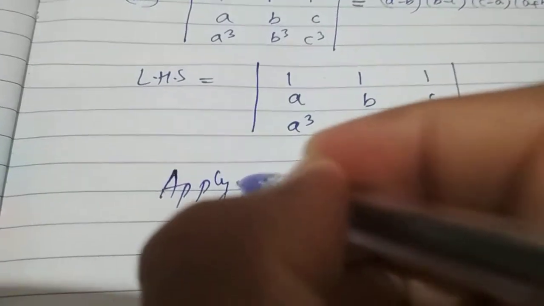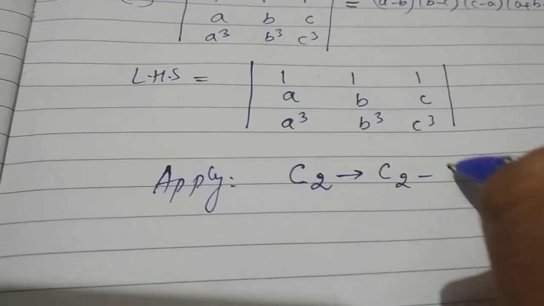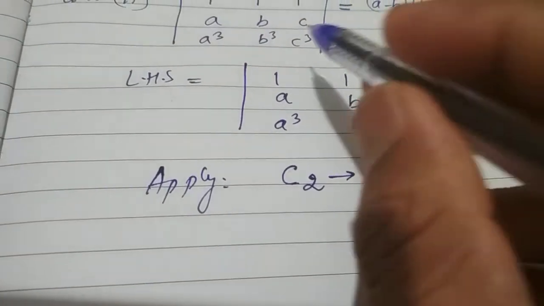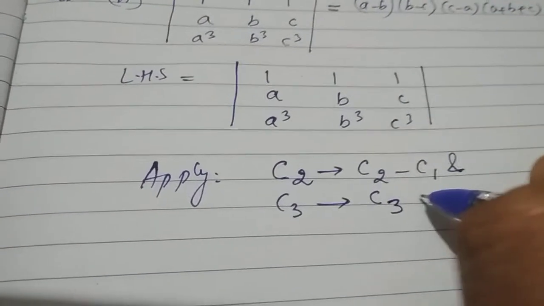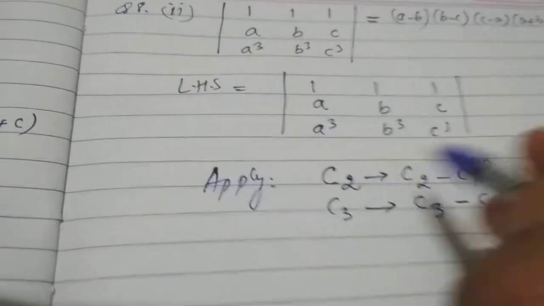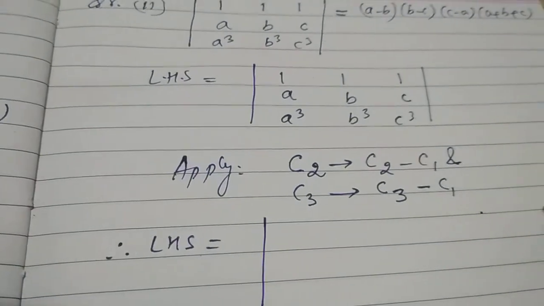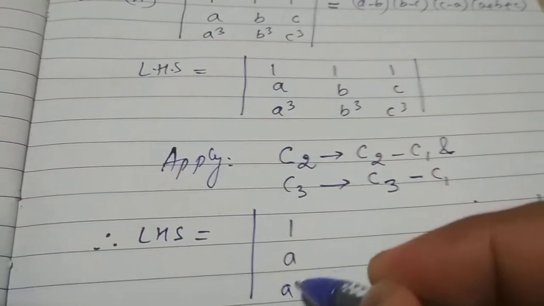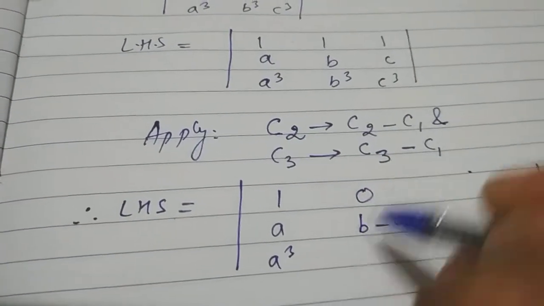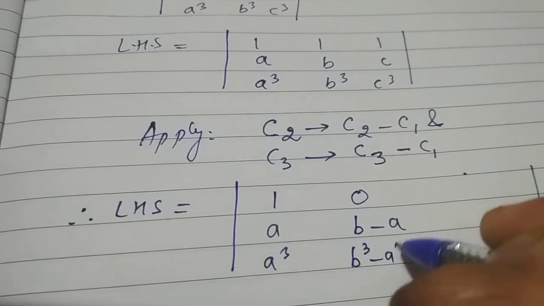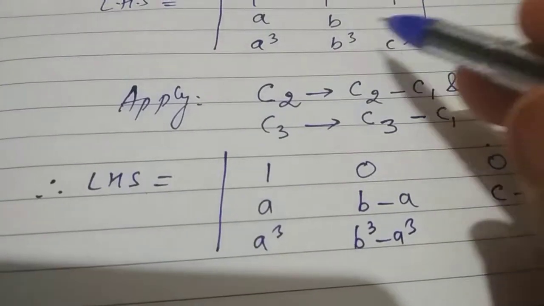Apply the transformation C2 changes to C2 minus C1, and at the same time C3 also undergoes C3 minus C1, so that the first column becomes the reference column. In this way the first column is as it is, 1 minus 1 is 0, b minus a, b cube minus a cube. Here 1 minus 1 is 0, c minus a, and c cube minus a cube.